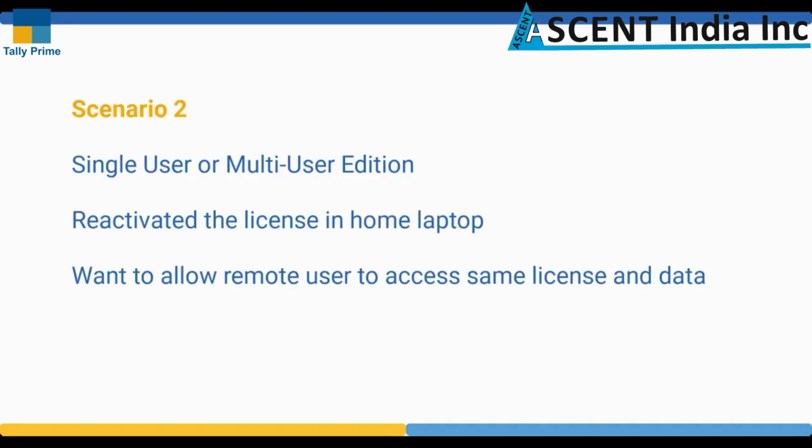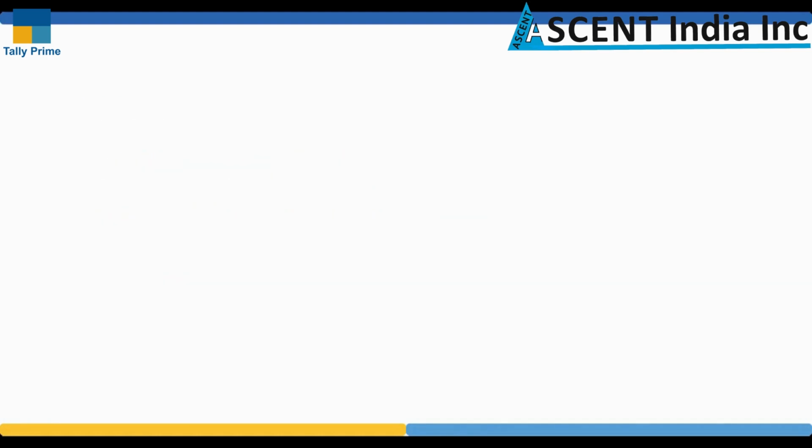Scenario 2. You have a single user edition or a multi-user edition and have reactivated the license on home laptop. You want to allow a remote user to access the same license and work on data. Let us now understand how this can be configured.